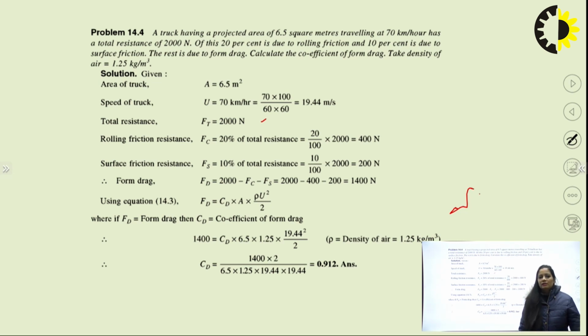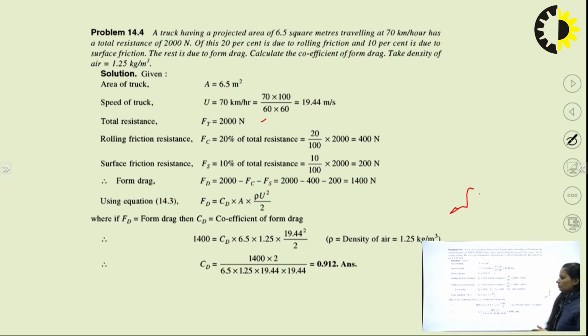Okay. Now the concept of different kinds of friction is coming. The rest is due to form drag. So three types of friction are being considered in this particular question. Calculate the coefficient of form drag, and take density of air as 1.25 kg per meter cube.